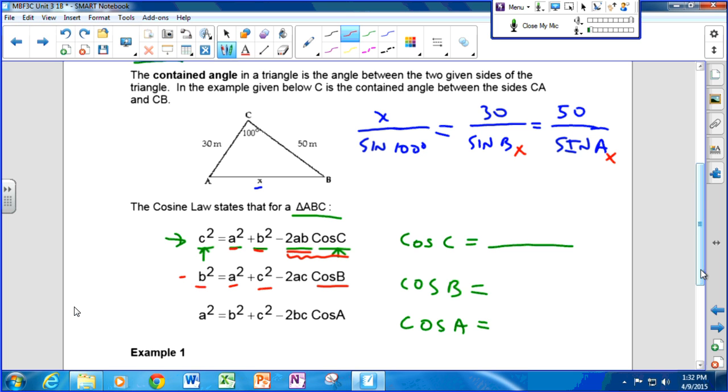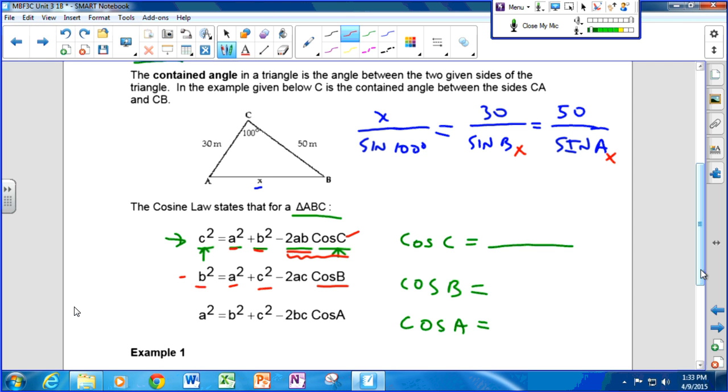Now, it looks a lot like the Pythagorean theorem, because really it is. If you have a 90-degree angle, that cos is going to end up being 0, so that last term disappears in a right triangle. So this is where you see the Pythagorean theorem as a special case of the law of cosines.